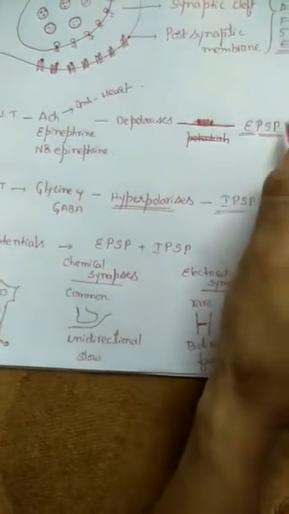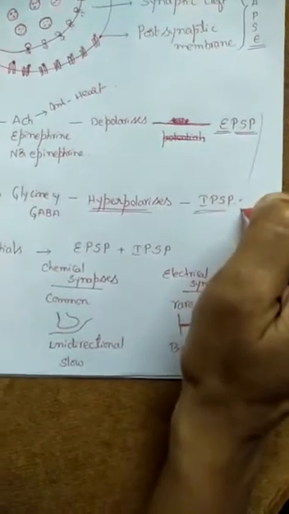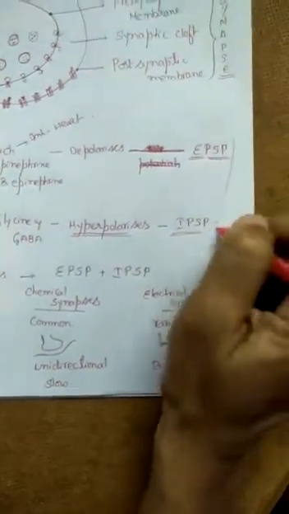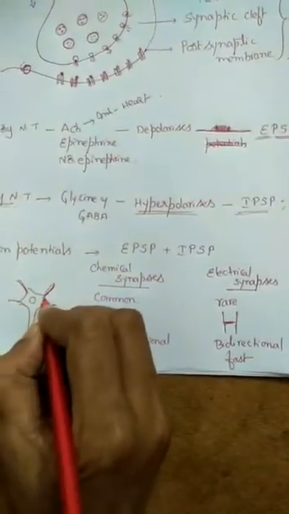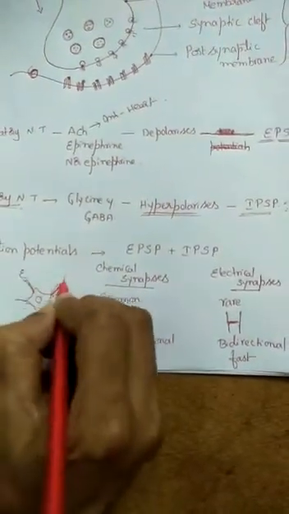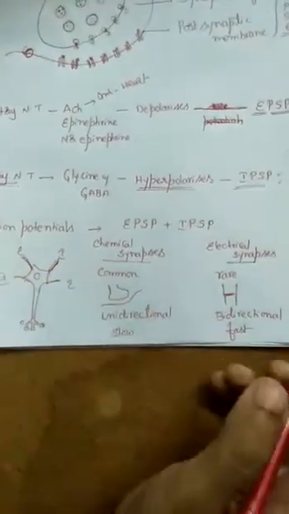And these postsynaptic potentials are described as graded potentials. And these potentials are developed on dendrites. Actually, see, this is a dendrite and these are dendrites, the same. And on these dendrites, these postsynaptic potentials develop. These postsynaptic potentials may be excitatory or inhibitory like this.